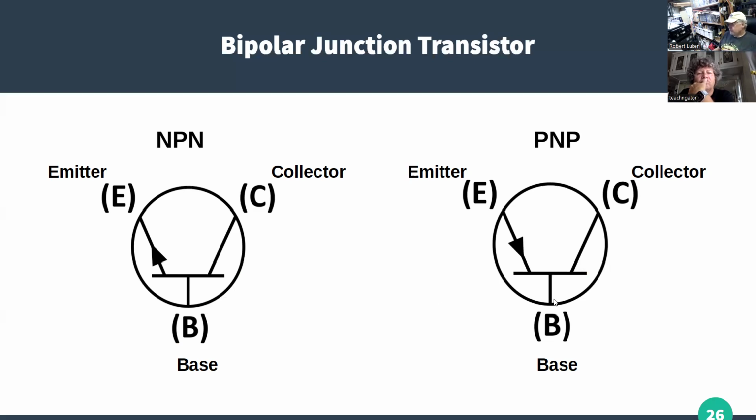Likewise, on the PNP, you have current flowing from the emitter to the base, and that causes current to flow from the emitter to the collector. So it behaves just the opposite. The NPNs, I think, are far more prevalent than the PNPs, but you find both types. But exam questions will ask about the collector, the base, and the emitter, and what the symbol is.